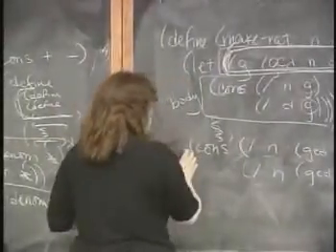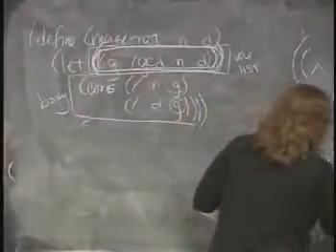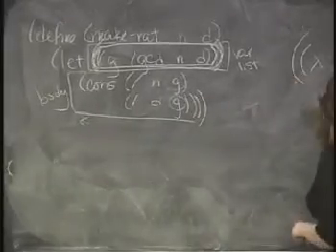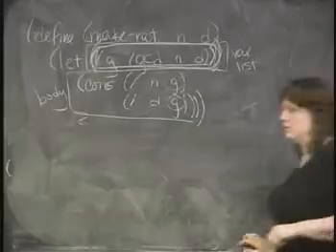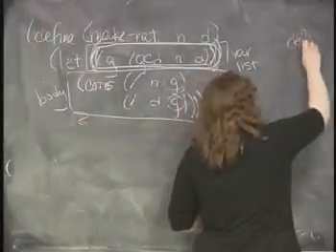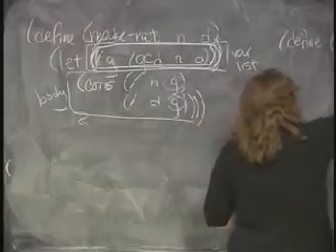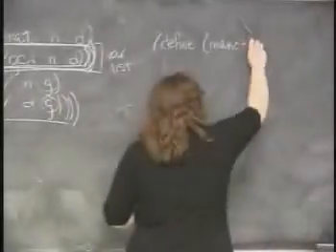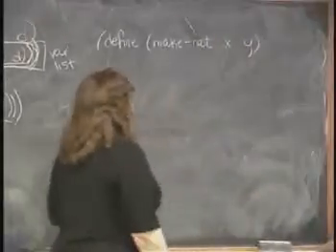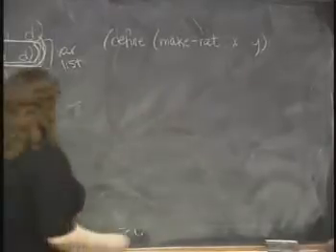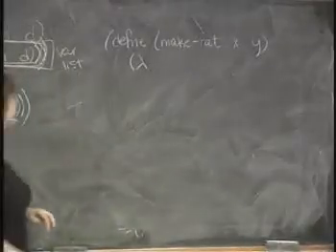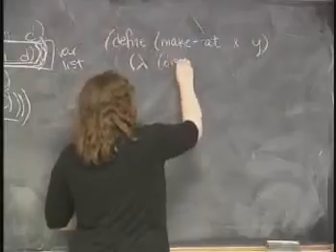Let's define make rat another way. We could have defined make rat not in terms of cons, but make rat could have returned a procedure. So make rat on n and d could return a lambda expression, and we'll call our variable dispatch.